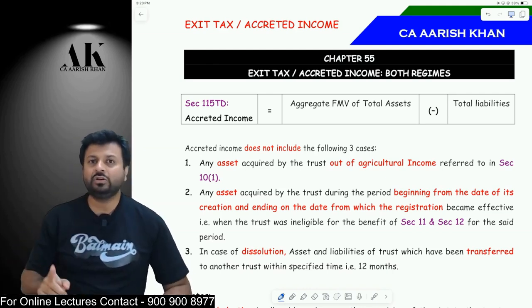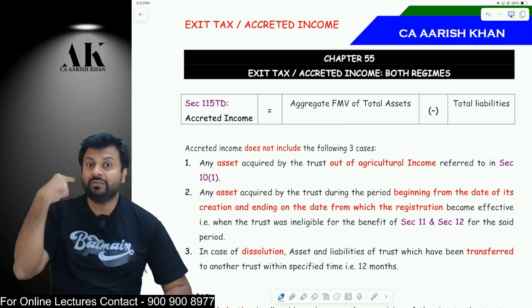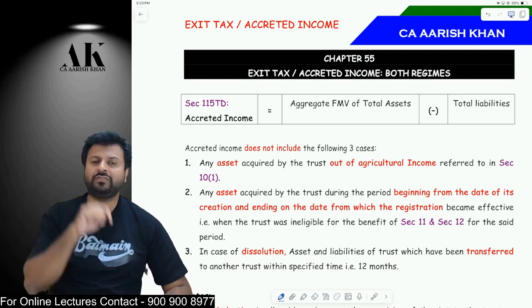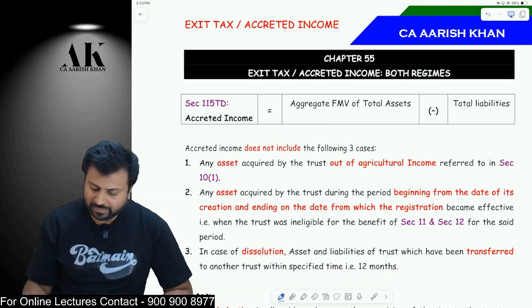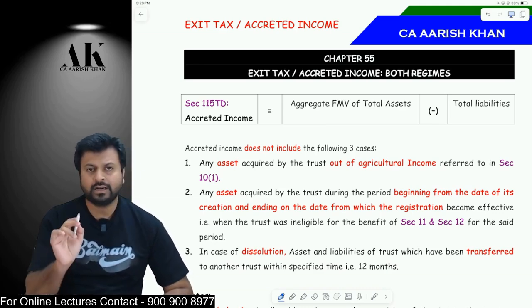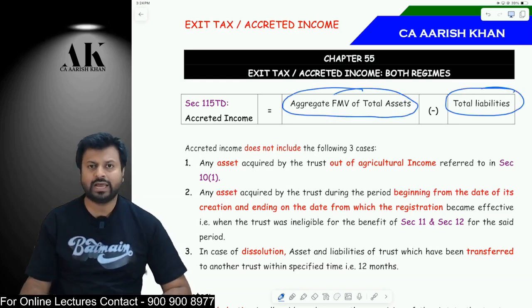The moment you cease to be a trust, the moment you dissolve as a trust, or the moment you convert into another entity which does not qualify to be a trust, you will be liable for an exit tax. How much exit tax? How to compute exit tax? It is very simple. Aggregate of all the FMV of the assets minus aggregate of all the liabilities. The differential amount will be considered to be your accredited income.